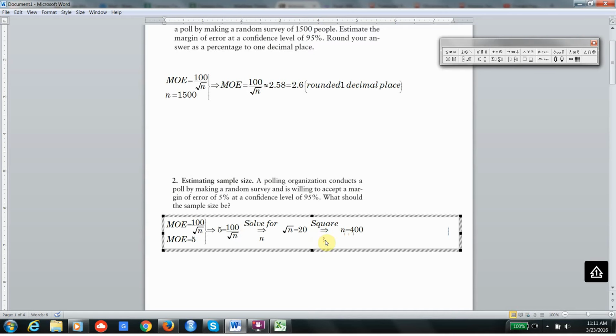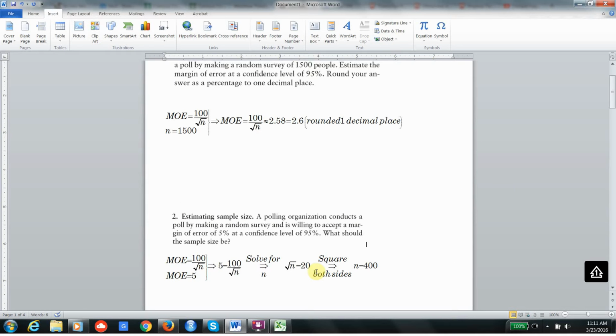And so that's my answer. So I need a sample size of 400 to get a margin of error of 5%.